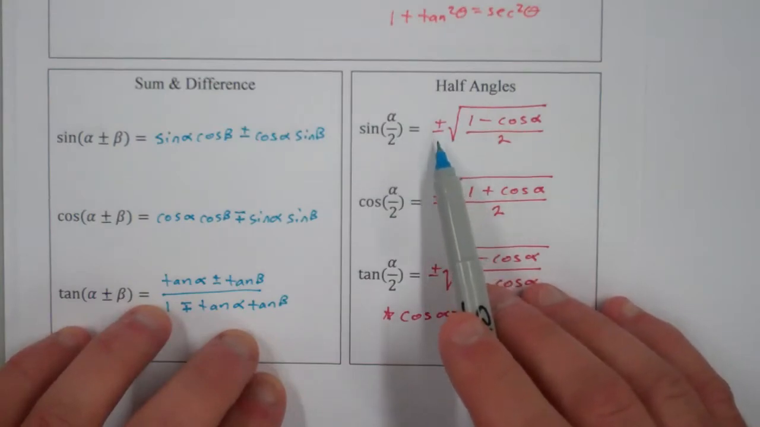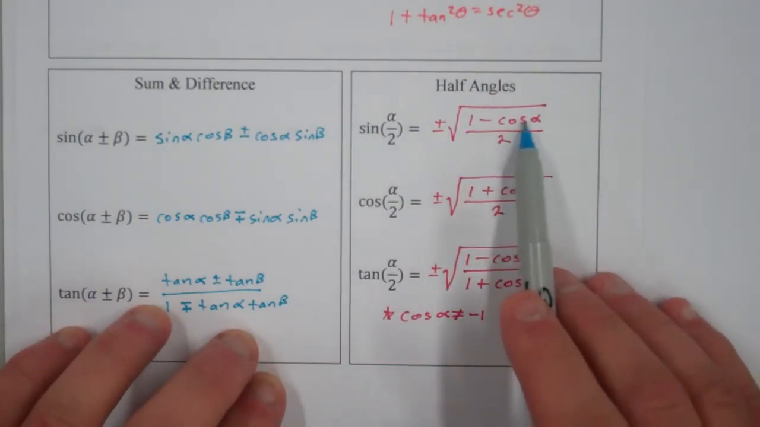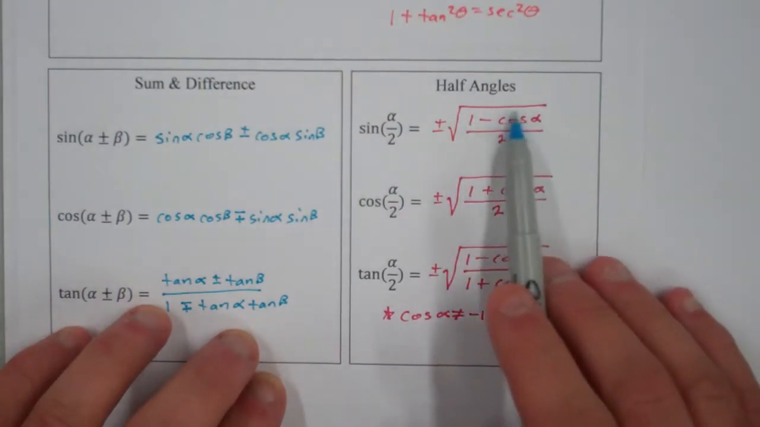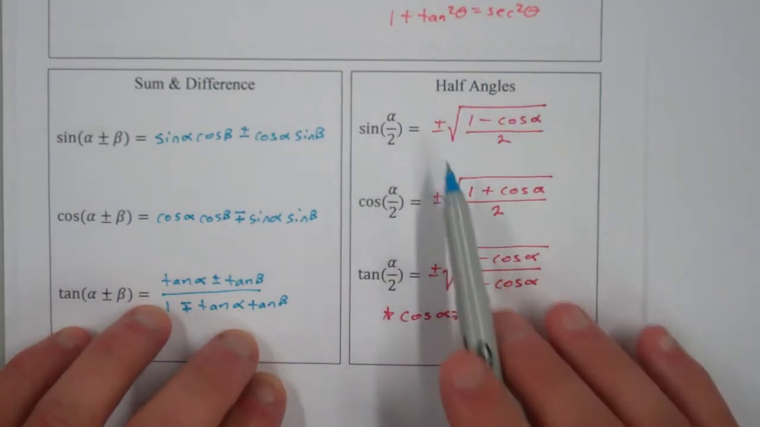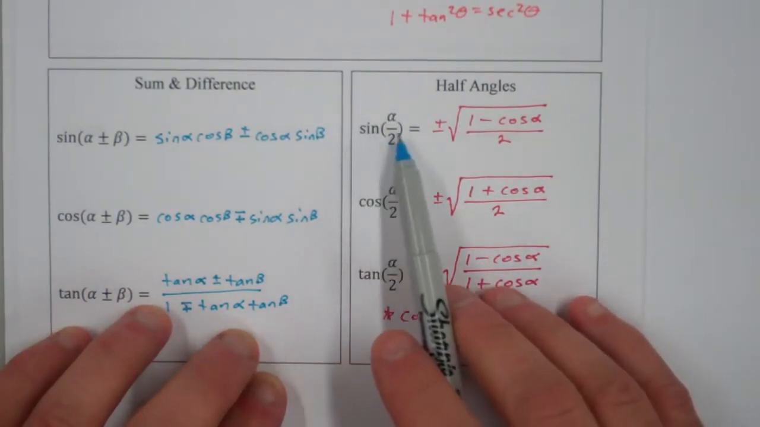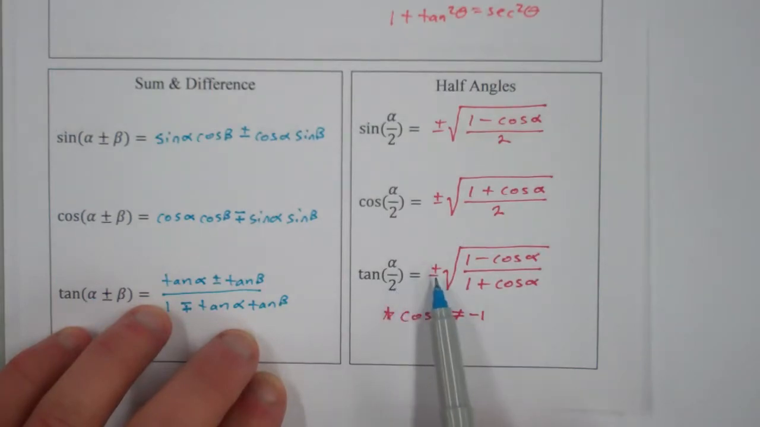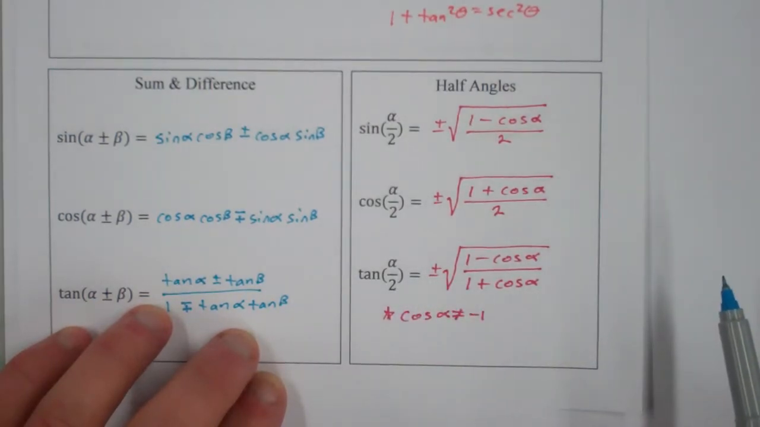Notice how the square root symbol goes all the way down and totally covers this 2. This fraction is all underneath this sign. The plus or minus means you need to choose whether the sine of the original angle or the cosine of the original angle or the tangent of the original angle is positive or negative.